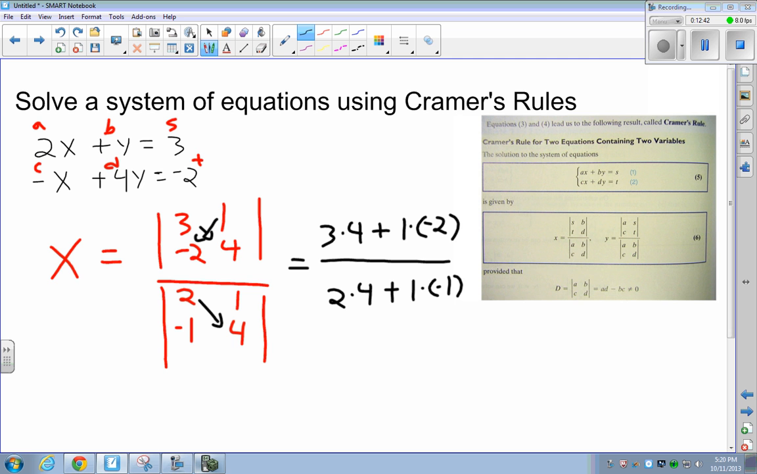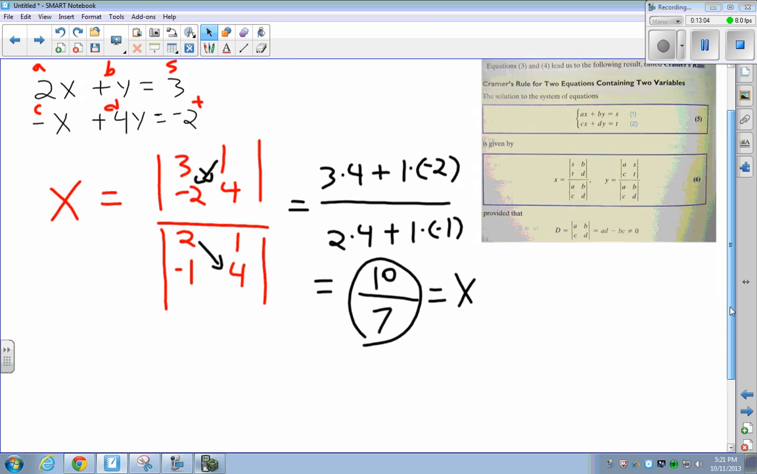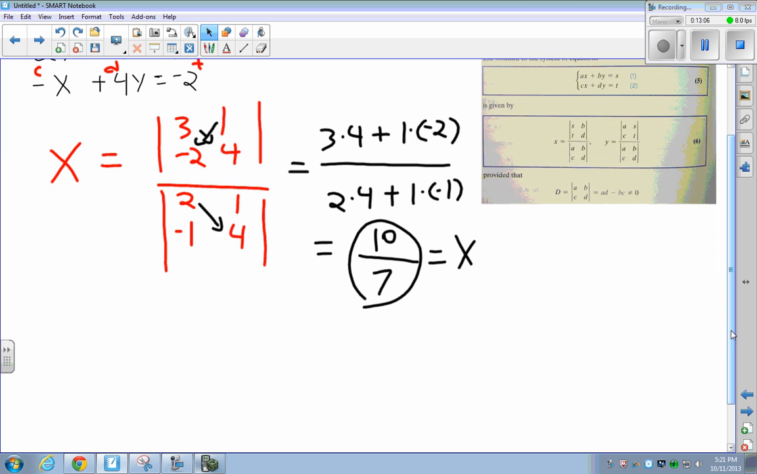Okay, and we can simplify this down to be 10 up top and 7 on the bottom. And so this will be our final answer since we can't reduce that anymore. Okay, so this will be equal to x. And we solved for x, right? Now all we have to do is solve for y.